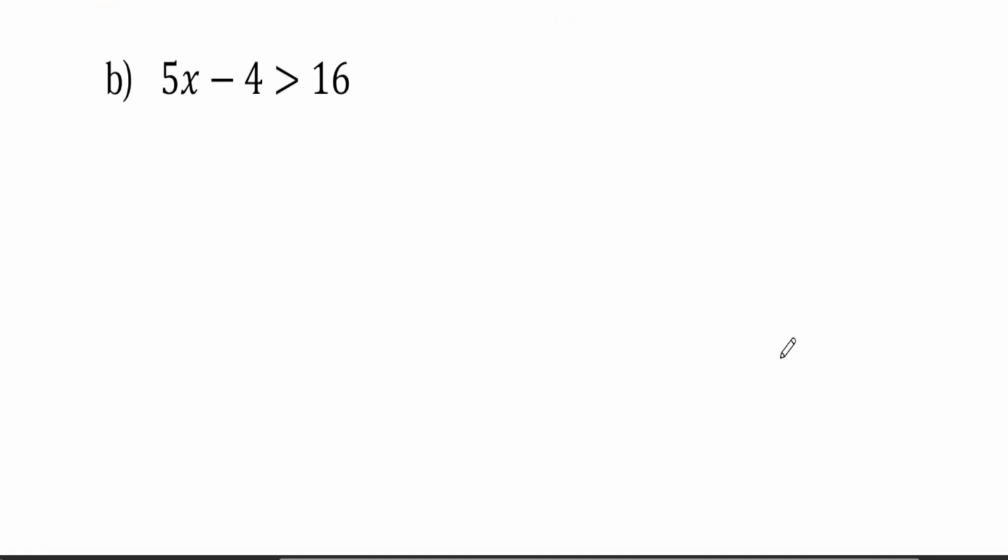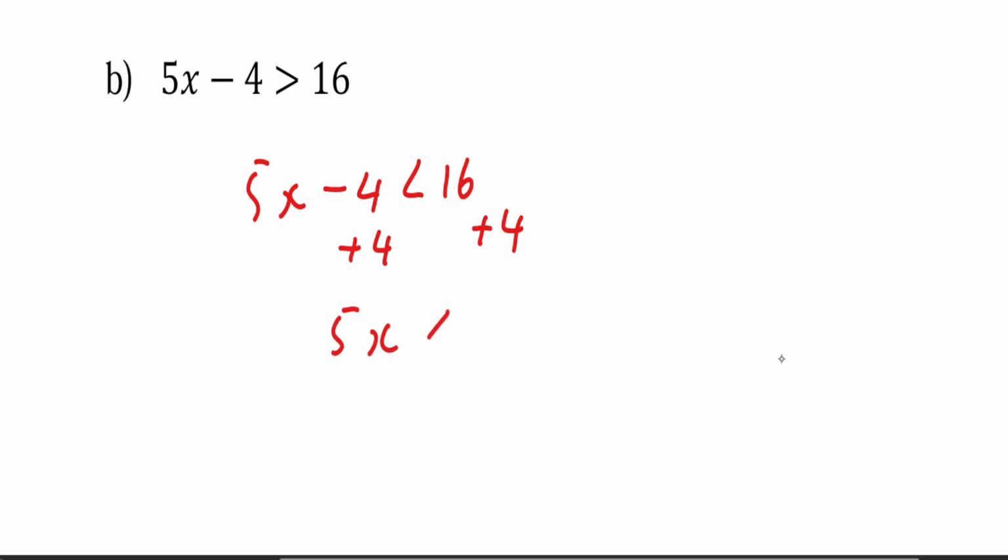Let's try this second question. You can pause the video and do it by yourself. This is 5x minus 4 less than 16. So obviously add 4 to the other side. It gives you 5x less than 16 plus 4, which is 20. Divide by 5, divide by 5, and therefore x is less than 4.